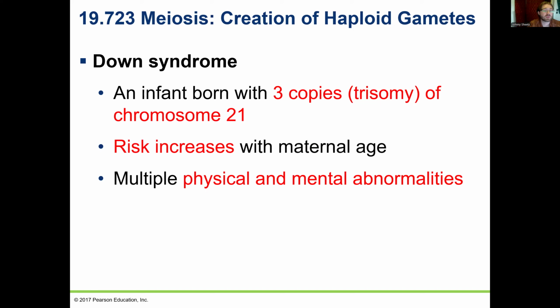Here are a couple common diseases. Down syndrome is where an infant is born with three copies, a trisomy, of chromosome 21. The risk for trisomies and errors in division does increase with age. However, as time has gone on, this has become less of an issue. I'd honestly say there's not really an issue with trying to start a family when you're 40 or 45 at this point because of how good we are at dealing with this particular set of conditions.